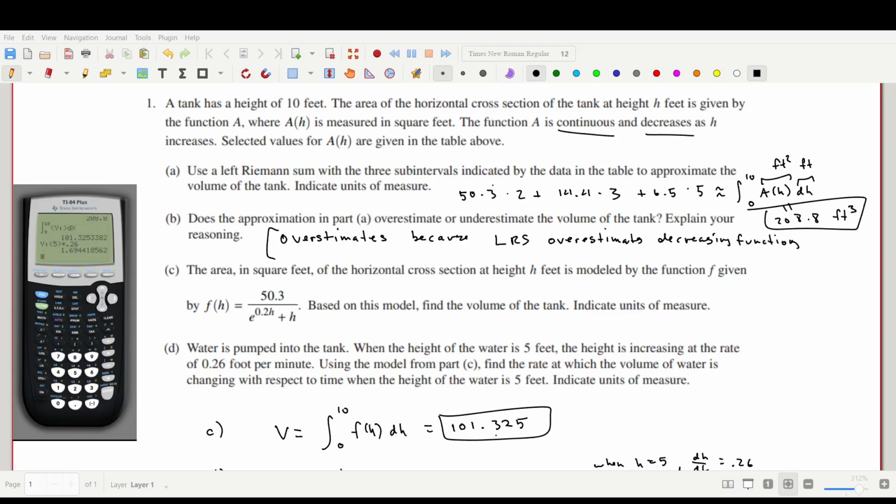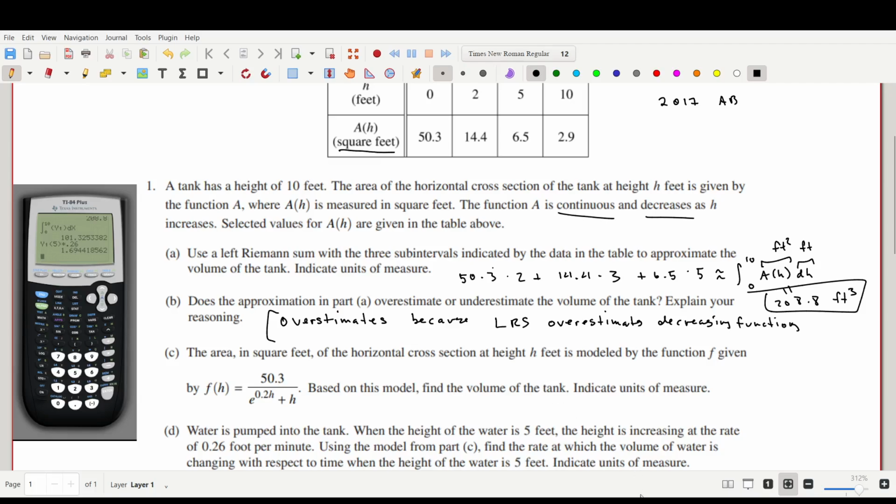I apparently completely miscalculated the first one. I'll check that in a second. But I tried to do the right thing. 101.325 was correct for part C, and part D was correct. I just goofed something up when I plugged in my calculator. Let's check part A again. 50.3 times 2, yeah. 14.4 times 3, yeah. And then I was wondering what could have gone wrong. 6.5 times 10, see? Silly mistake. It should have been 5, of course. I even wrote down 5. So just the wrong number, 176.3.